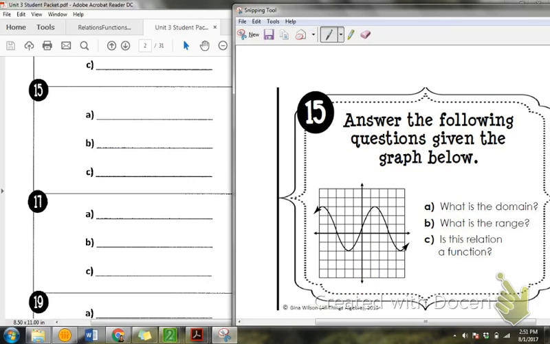So on 15, what is the domain? If we look at the domain, again, we're looking left to right for our domain. So if we're looking from left to right, isn't it hitting it here? It's going to hit here, here. Each of these numbers, it's somewhere on the graph, right? And the arrows mean it's going to do what? So what do we know about our domain? Infinite, right? Negative infinity to positive infinity, all real numbers.